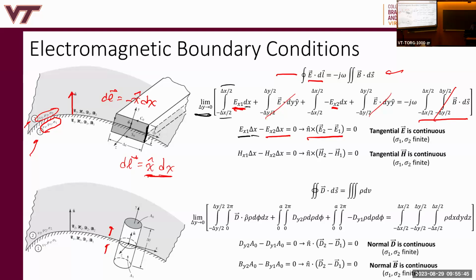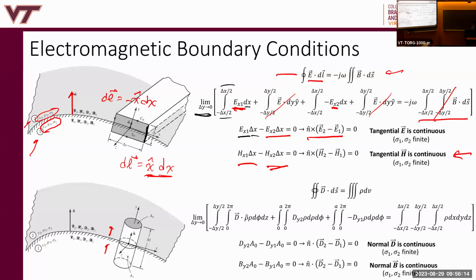Okay. All right. Depending on if there's free charge on the interface. What about tangential H? Follow the same exact derivation and you find tangential H is also continuous. All right? Tangential E and tangential H are continuous across interfaces, dielectric interfaces, interfaces which do not have perfect conductivity. All right? Tangential components don't see the interface.